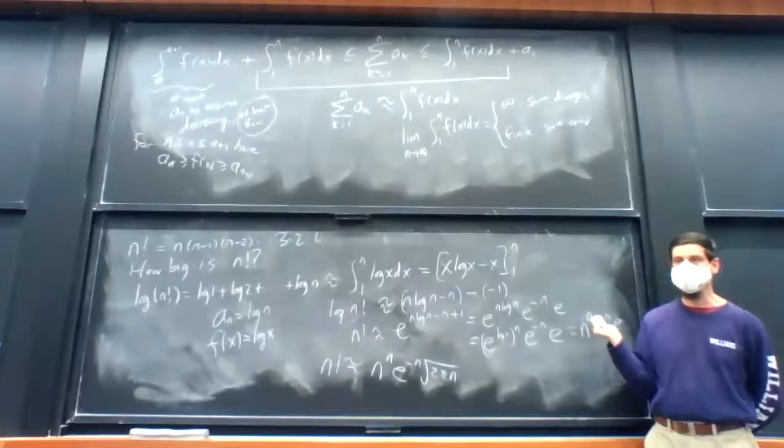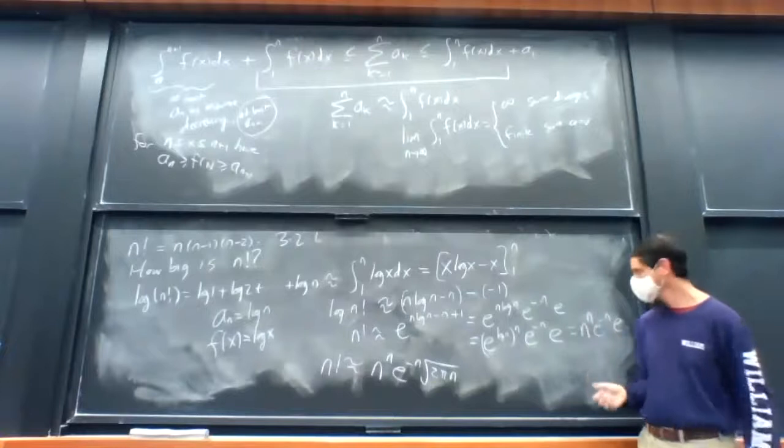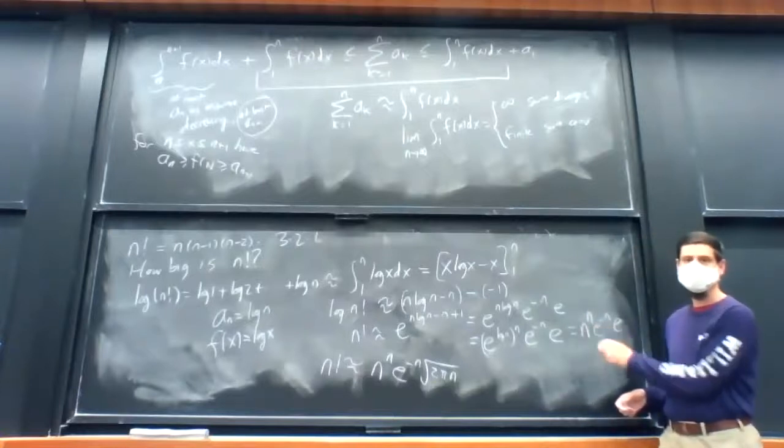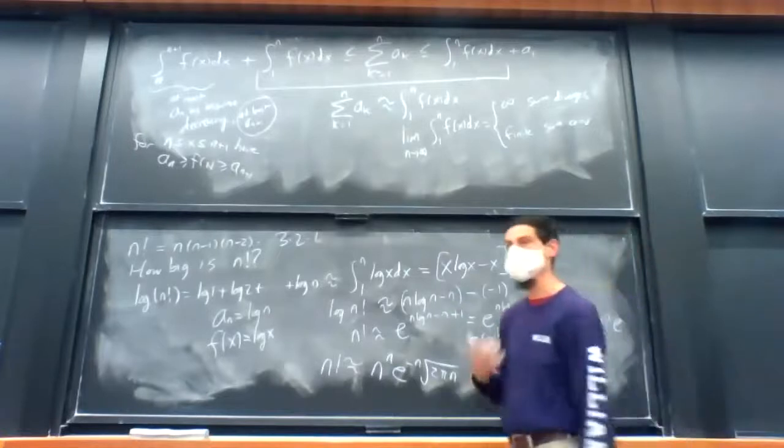If I want to do the ratio test or root test now, wow, this is going fast. If I want to take the nth root, it is essentially n over e. It's going off to infinity. N factorial is growing fast.